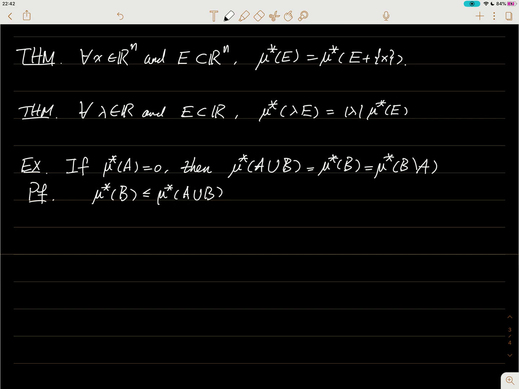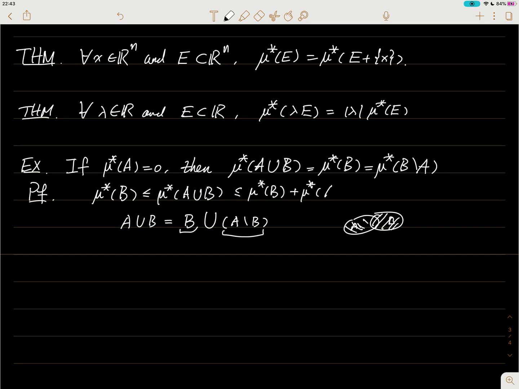Okay, so now remember that A union B can be written as B union with A minus B, right? So let's say this is the A, this is the B. The union of A and B is equal to B, which is here, union with A minus B, which is here. So in this case, I know that it's less than or equal to mu star of B plus mu star of A minus B.